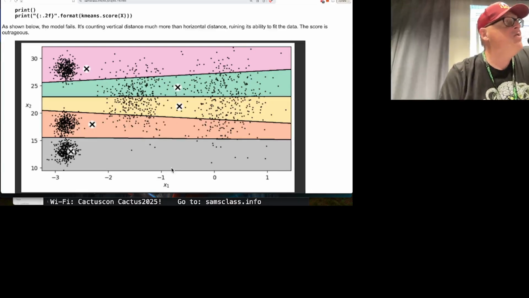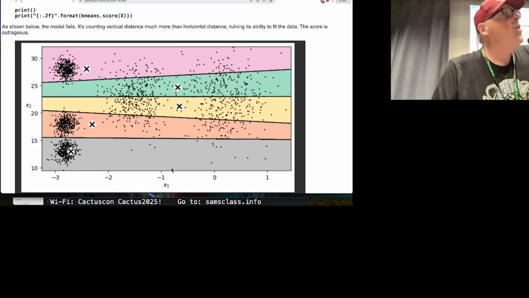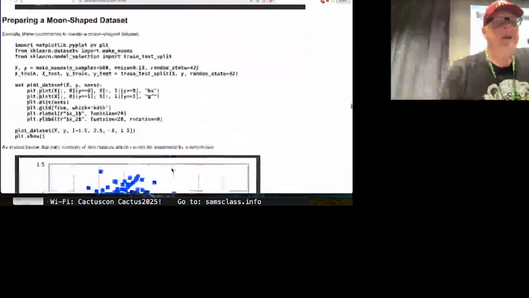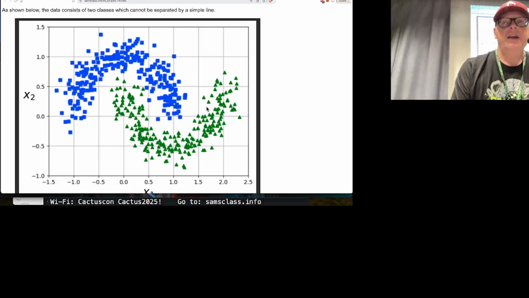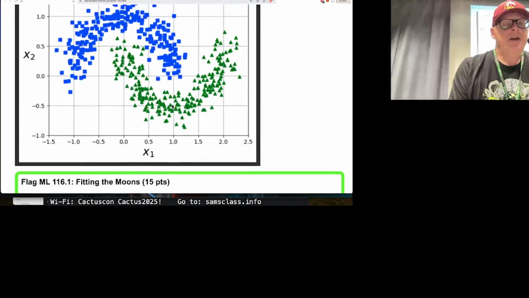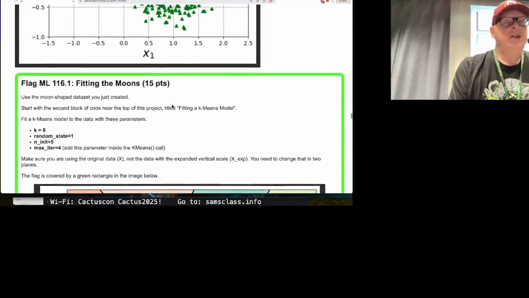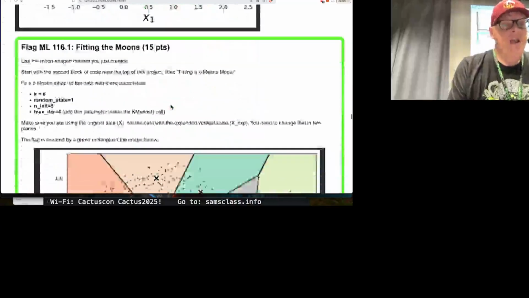You have to scale your data correctly, or you're lying to your model and tricking it into doing the wrong thing. So now, if we make a moon-shaped data set like this, with these curvy things, and then try to fit it, the textbook didn't like this, but I liked it. You fit it with 8, and you'll get this fit.